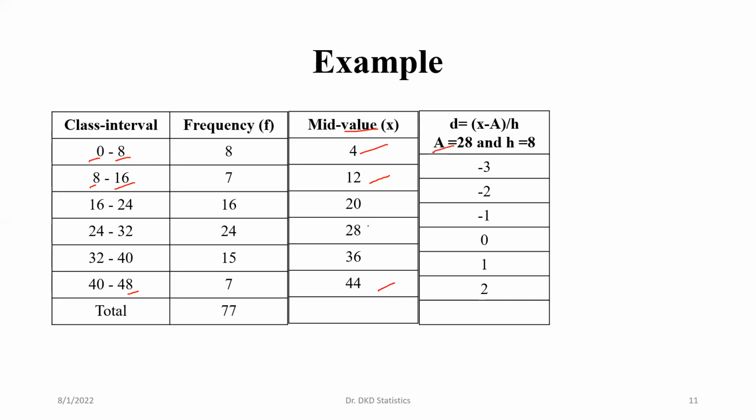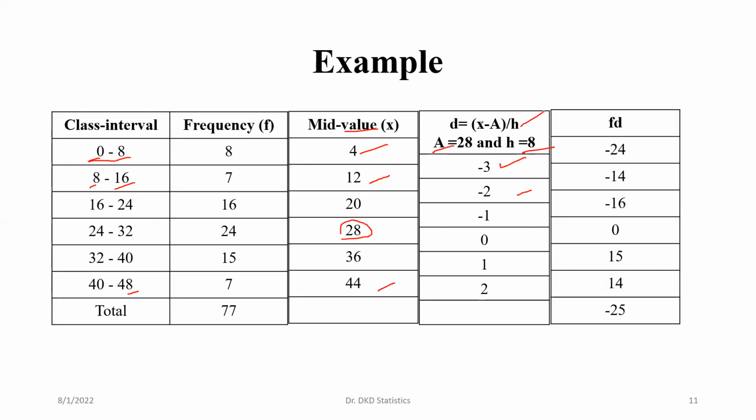So we'll go for the x column, the middle of each class interval. We can take the constant value, the difference between the upper limit and the lower limit, as the h value, and we can find this column with the help of this formula.